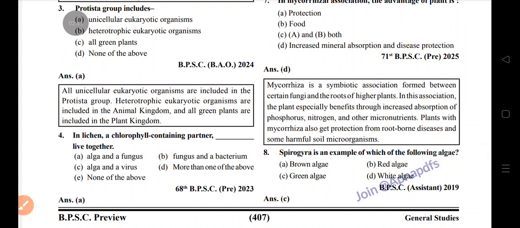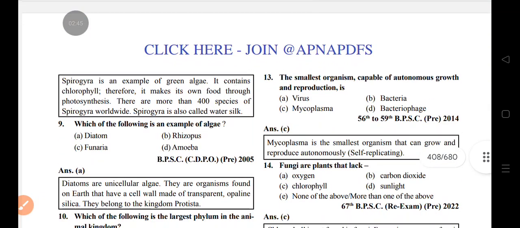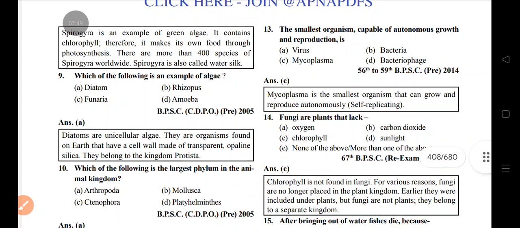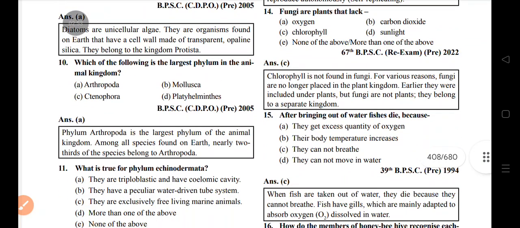Spirogyra is an example of which of the following? Green algae. An example of algae: diatom. The largest phylum in the animal kingdom: Arthropoda. Which statement is true for phylum Echinodermata?